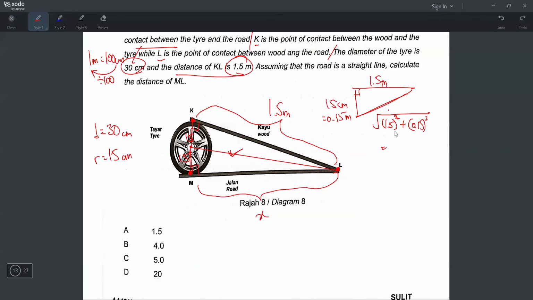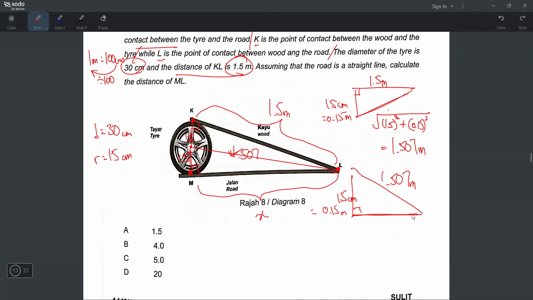I need my calculator for this. 1.5 square plus 0.15 square and then square root the whole thing. Let's write in 4 significant figures: 1.507 meters. Tapi ini bukan jawapan. Ini hanyalah hypotenuse. But at the same time, this is also the hypotenuse for the bawah punya right angle. Did you see it? 1.507 is here. 15 is here, but it's in cm, right? So convert to meter is 0.15 meters. This is already in meters.